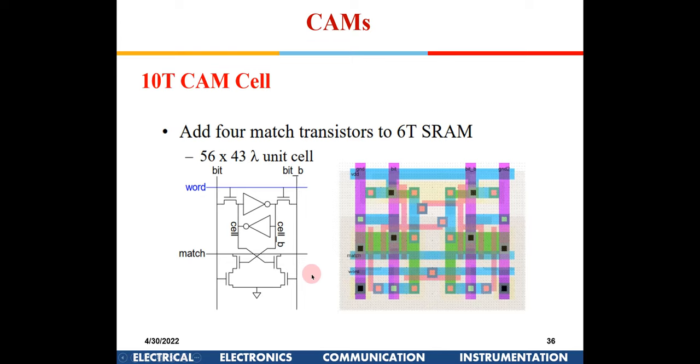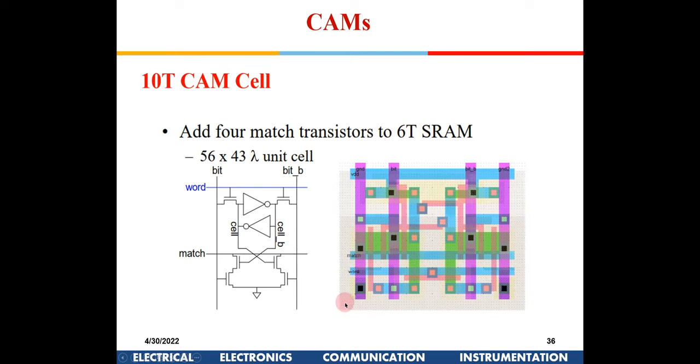Is it clear how this is working? This is the new data and the previous data. Bit and bit bar. They will be complementary to each other. This is bit, this is bit bar. If the previous two data remain the same, for 0 this will be on, for 1 this will be on. If they are the same, they will be switching on together. And if they are different, both of them will be off, so it will remain pre-charged.